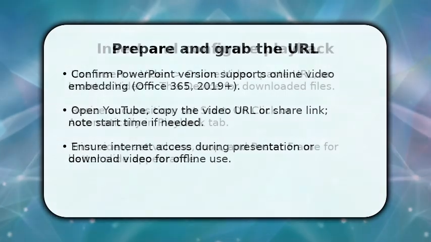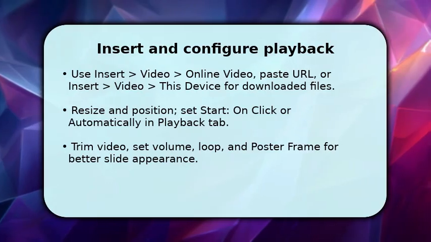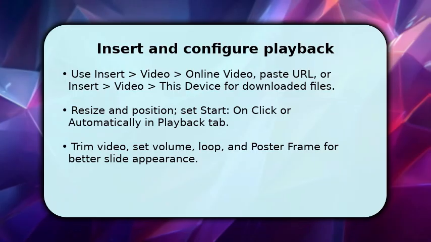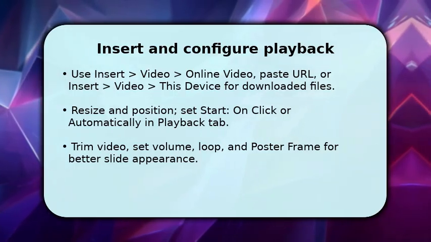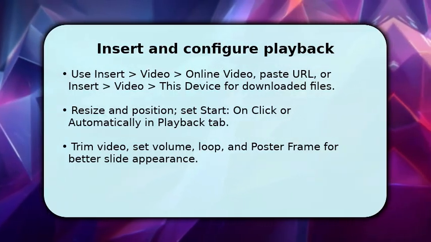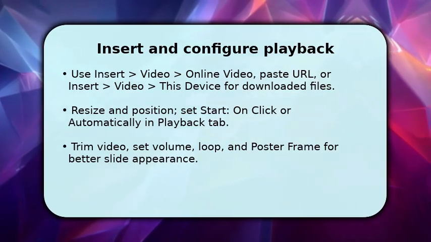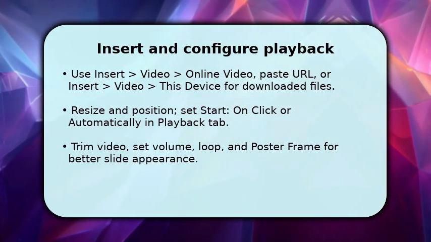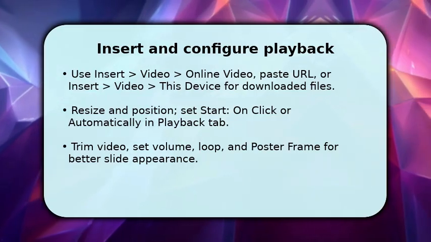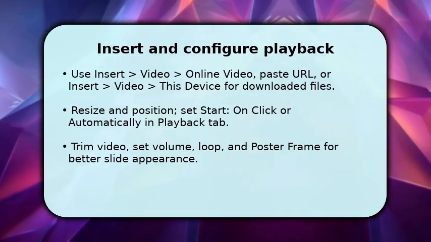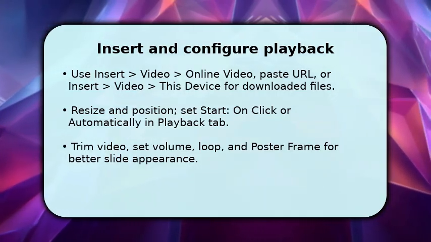Now insert and configure the video. Select Insert, then Video, and choose Online Video to paste the YouTube URL, or This Device if you saved the file. Once the clip appears, resize and position it on the slide. Use the Playback tab to set Start to On click or Automatically, depending on your flow. Trim the clip for the exact segment, set volume and looping if needed, and choose a poster frame so the slide looks polished before playback.